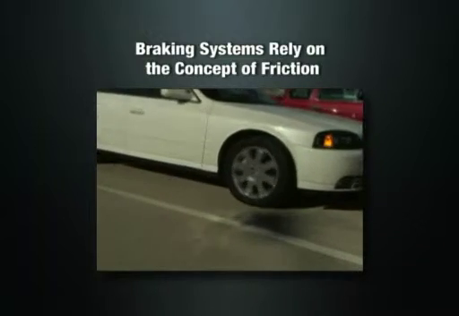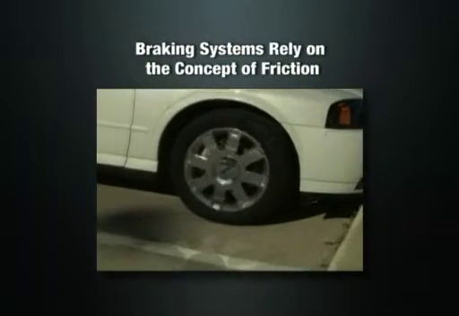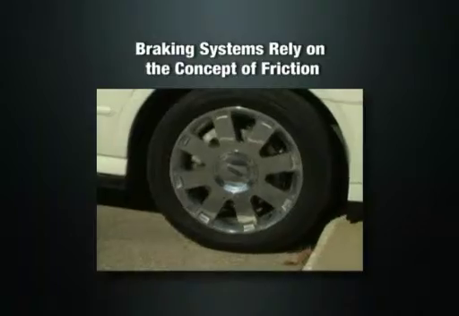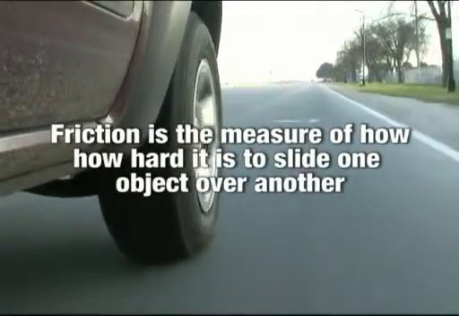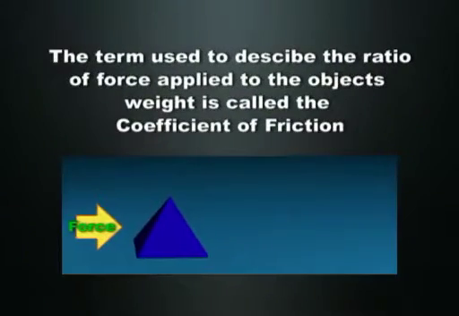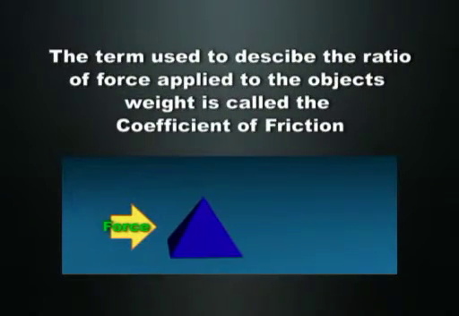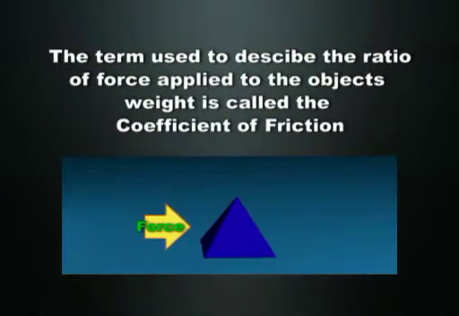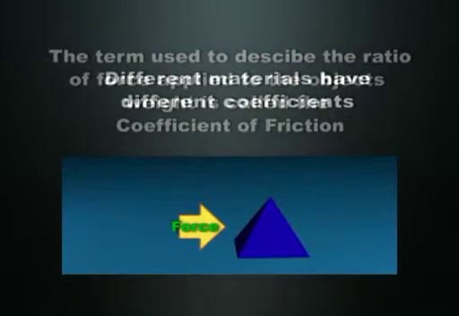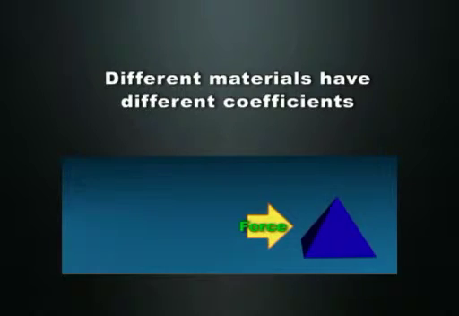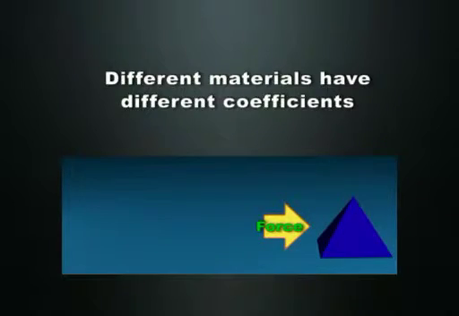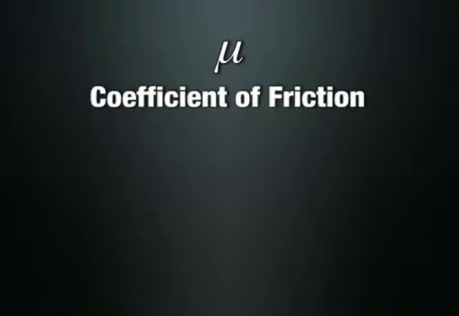Braking systems rely on the specific concept of friction to slow or stop a moving car. Friction is the measure of how hard it is to slide one object over another. The term used to describe the ratio of force applied to the object's weight is called the coefficient of friction. Different materials have different coefficients, and that is important to remember when discussing brakes. The Greek letter mu is used as the symbol for coefficient of friction.